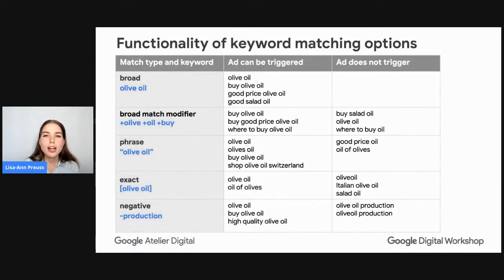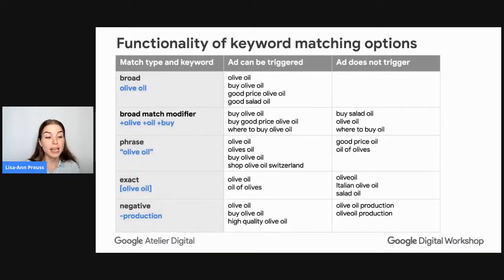If you want to take it another step up, what you can do is opt for phrase match. And here, you put your keyword into quotation marks, and what happens is your ad will be triggered if this phrase is searched for, even if there's a word behind that phrase or in front of that phrase. But the moment there is another word in between the words that you've put as your phrase, your ad will not be triggered.